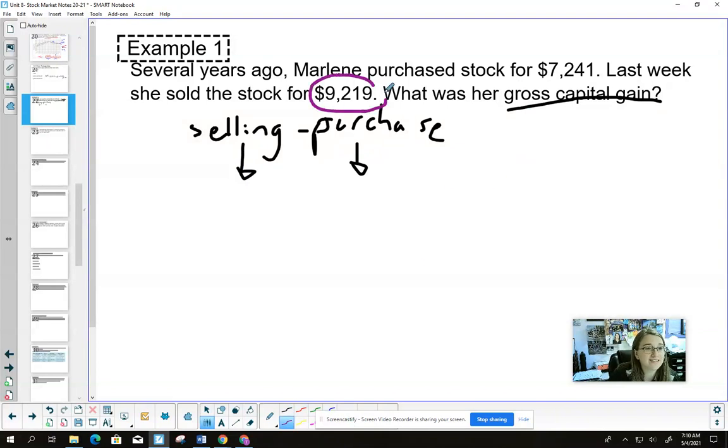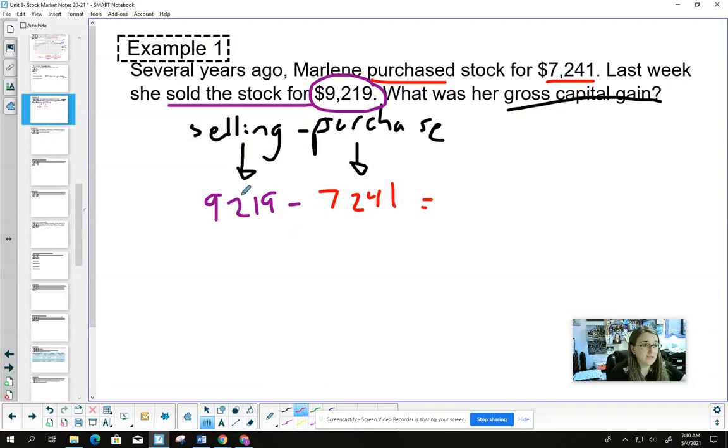Well, my selling price is this. She sold the stock. Yes, it is the second number, but that's the selling price. Read the question. And this is the purchase price, $7,241. So this is literally all I have to do. This is all the money she has coming in minus the money she had to spend up front. What do we get here? 9,219 minus 7,241. Okay, so her gross capital gain was $1,978.